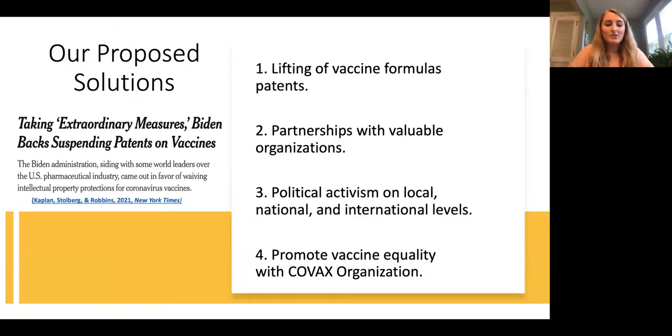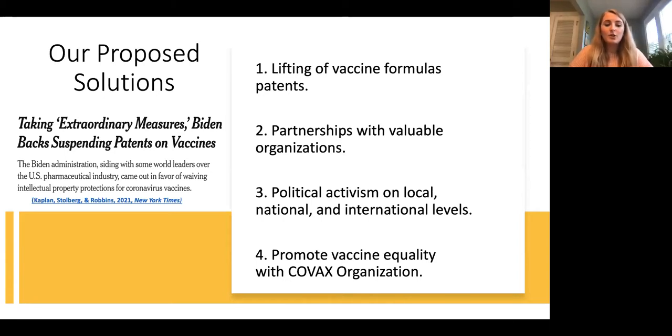Upon analyzing our research further, we created a set of proposed solutions which we believe would make instrumental change in the global vaccine rollout to ensure equality. Our first proposed solution is that we urgently call for the lifting of intellectual property patents on vaccine formulas. This call was echoed by the Biden administration, which recently came out in favor of overriding pharmaceutical industry interests in the name of increased access to vaccines within the global South.